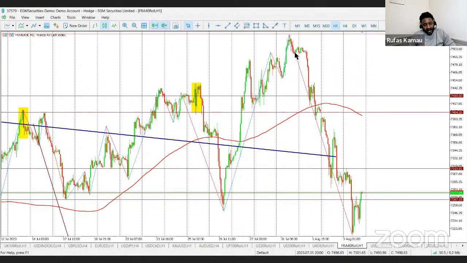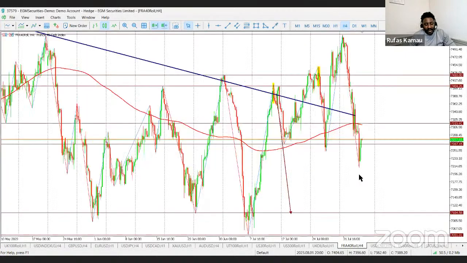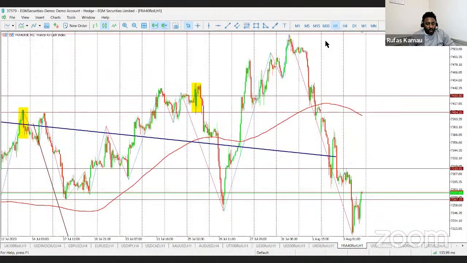As for the French 40 index, we have seen a big sell-off happening over the week. From Monday, we saw a big sell-off on Tuesday, Wednesday, and then today on Thursday. But now after hitting this bottom, you can see the market is attempting to make some form of recovery. So if you didn't enjoy or benefit from this momentum, then it's time to wait for tomorrow's price action as a result of the NFP.